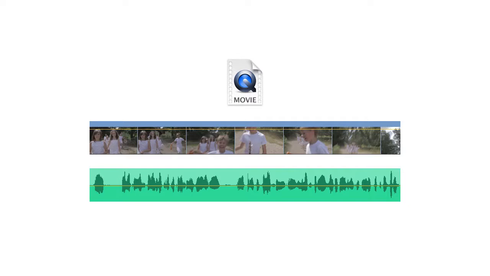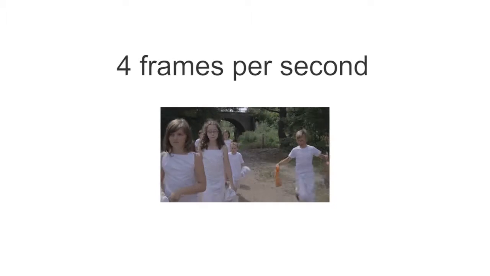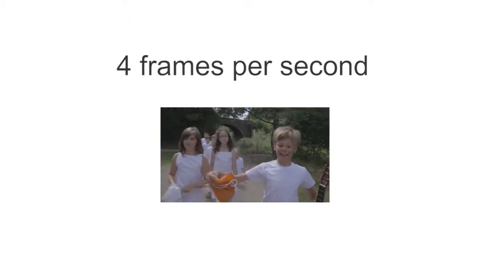So here is a video file. A video file contains a video track and an audio track. The video track contains images, let's say 25 images per second. This is an option you can choose, but choose wisely. 4 frames per second will look like a PowerPoint presentation rather than a smooth video.